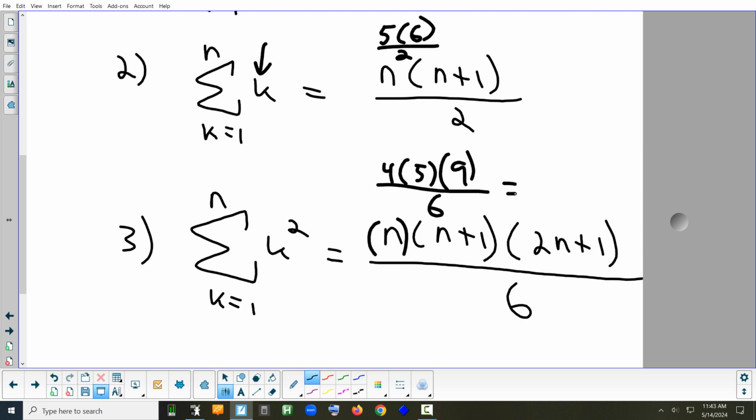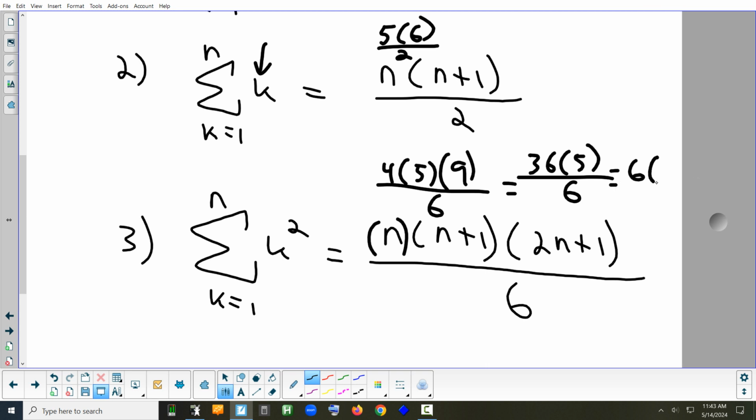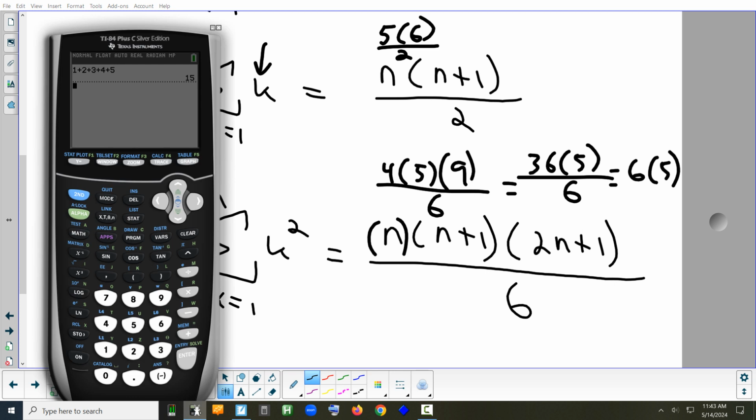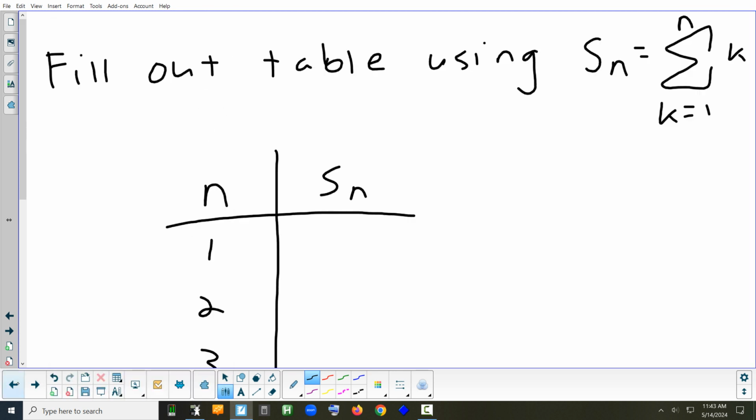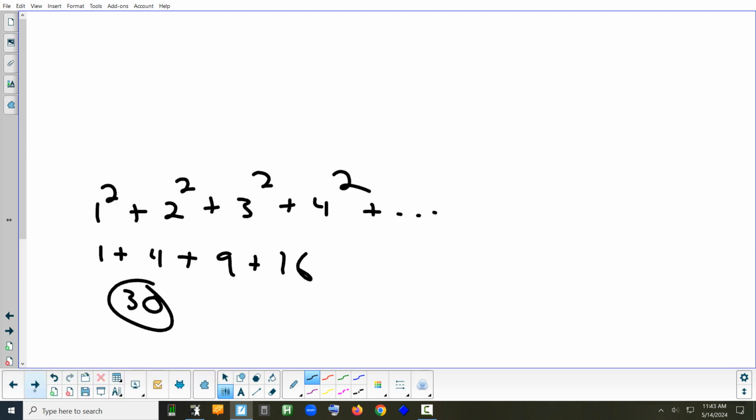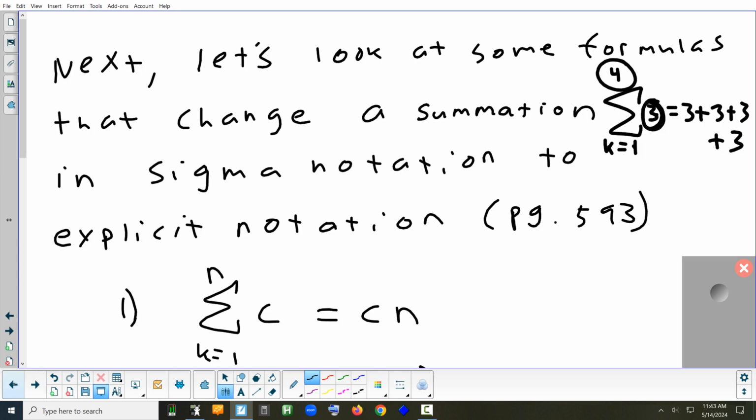Well, let's see. We could simplify it a little bit. What's 9 times 4? 36. What's 36 divided by 6? 6. And what's 6 times 5? 30. And that's exactly what we got when we added up the first 4 perfect squares. It adds up to 30.